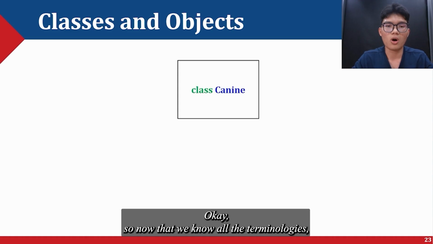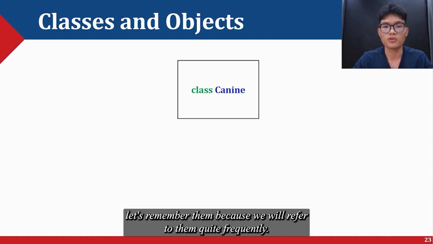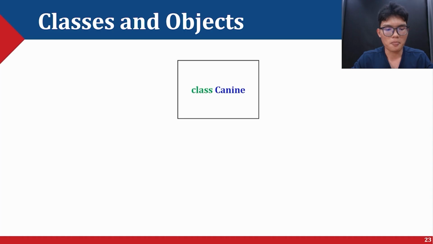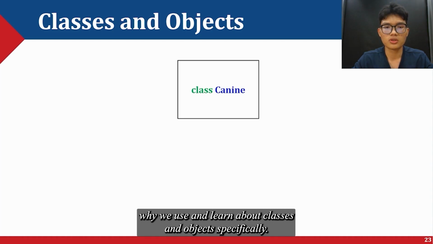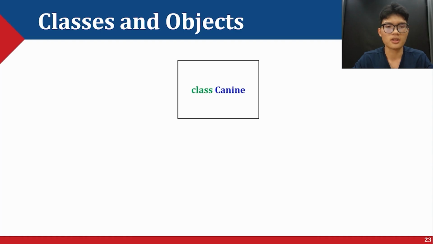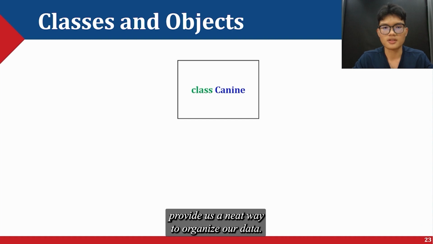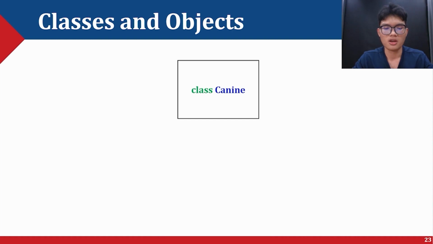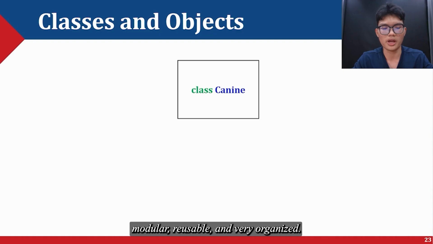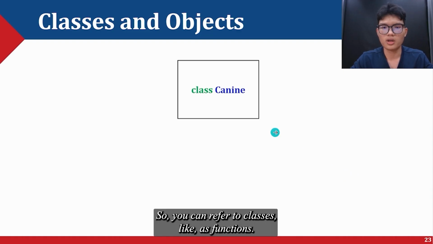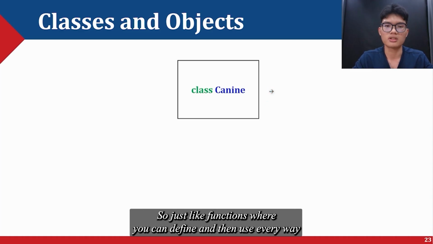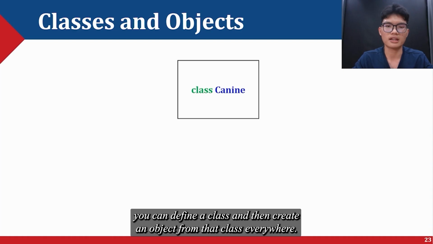Okay, so now that we know all the terminologies, let's remember them because we will refer to them quite frequently. And now let's talk about why we use and learn about classes and objects specifically. The reason we use them is that classes and objects provide us a neat way to organize our data, and they make our code modular, reusable, and very organized. So you can compare classes to functions. Just like functions, which you define and then use everywhere, you can define a class and then create an object from that class everywhere.